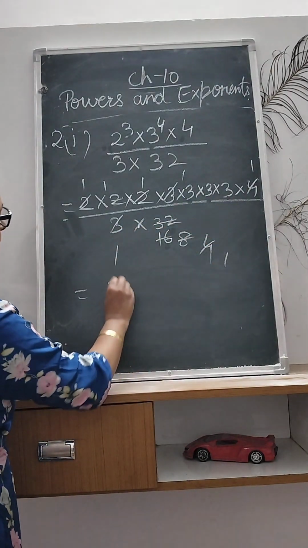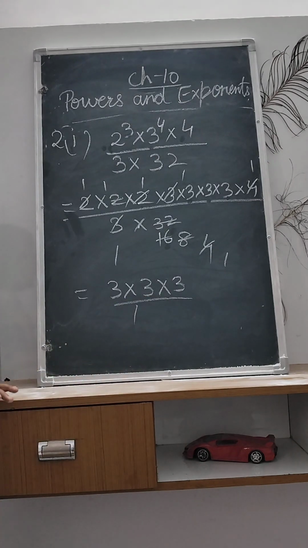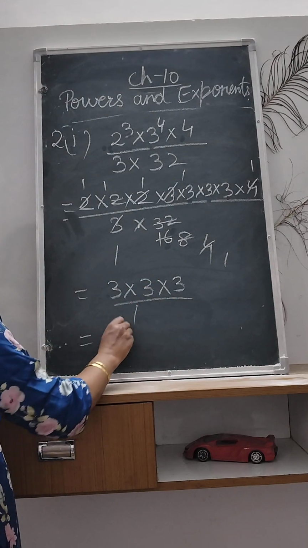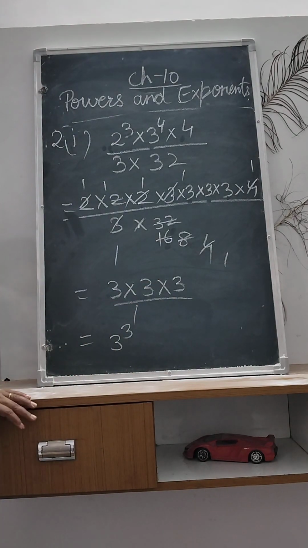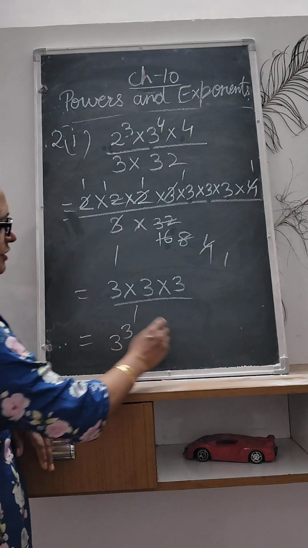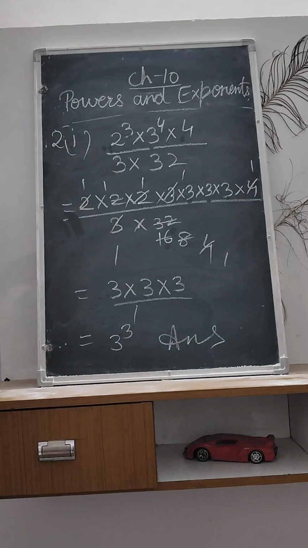3 times 3 upon 1. Now as they have told us to write down the answer in exponential form, 3 is coming how many times? 3 times. So the number of times the repetition occurs becomes the power. So what is the answer? 3 raised to power 3 is your answer. Okay, now let us do the next part.